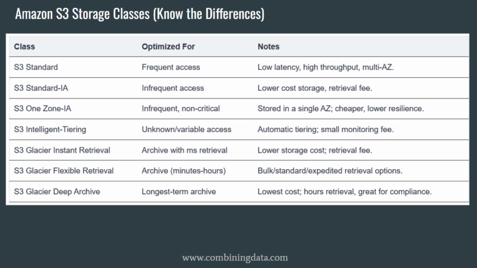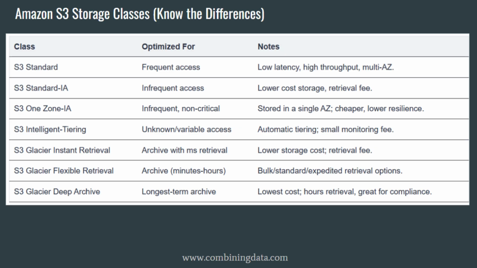Let's start with S3 Standard. This is the default storage class and it's optimized for frequently accessed data. It delivers low latency and high throughput and stores data across multiple availability zones. You should think of S3 Standard when data is accessed regularly, such as websites, mobile applications, content delivery, or analytics workloads.